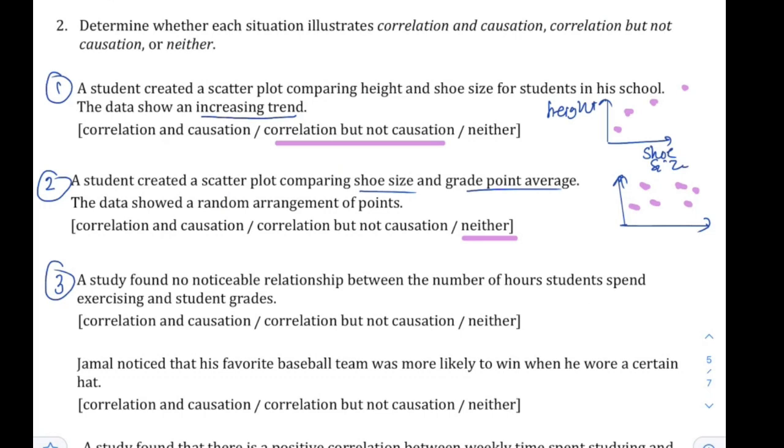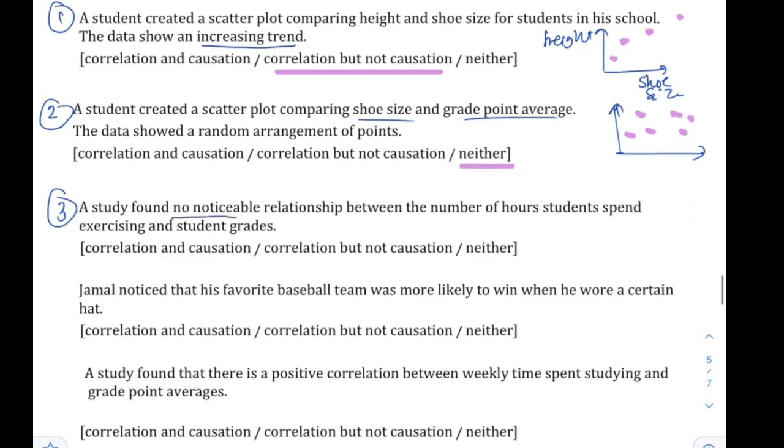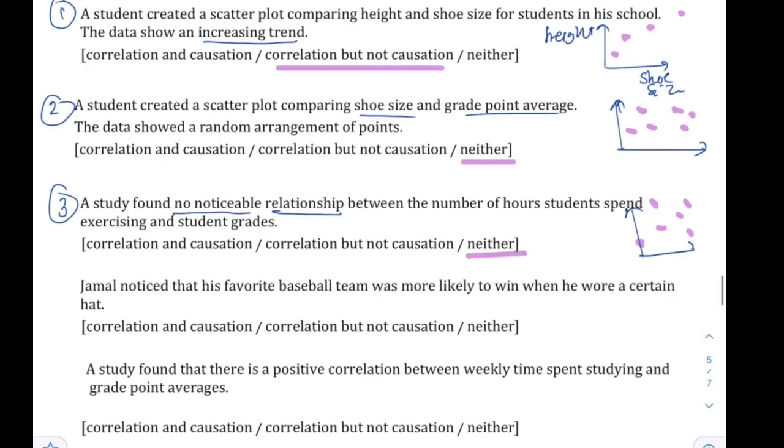3. A student found no noticeable relationship between them. So it could also be scattered everywhere. It could be like this. Whatever it is, the relation is between the time students spend exercising and student grade. Also, it is the relation between time of exercising and the GPA or the scores. So since it is scattered everywhere, it is neither correlation nor causation.